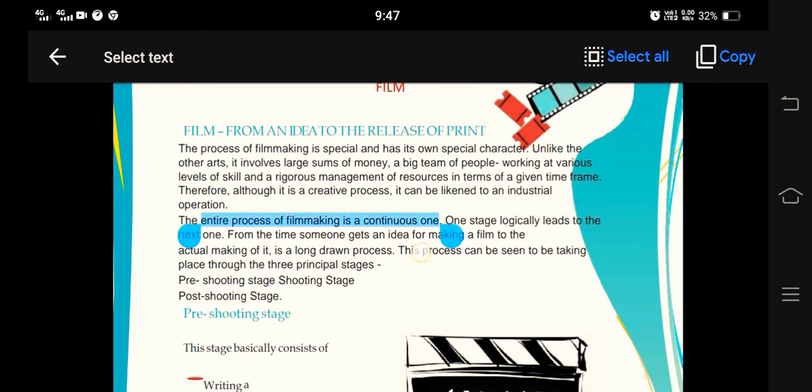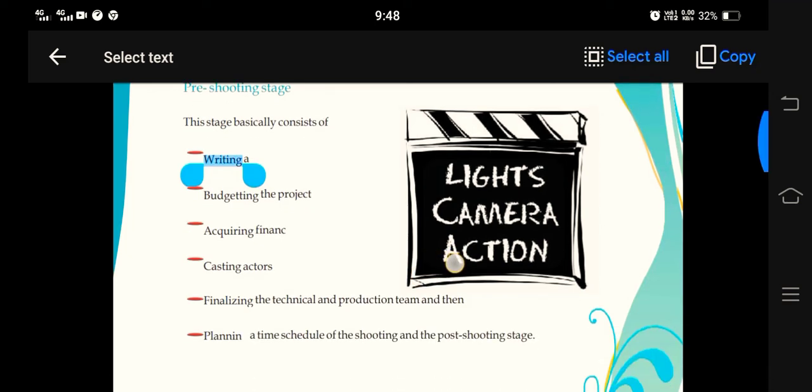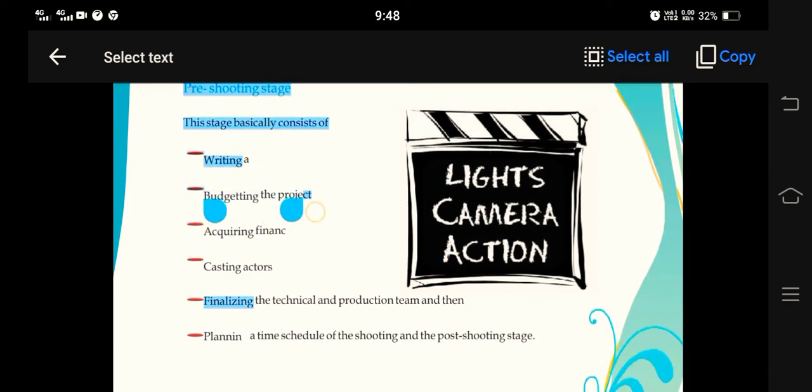First stage, the process. This process involves three principal stages. First is the pre-shooting stage, second is the shooting stage, and the third one is the post-shooting stage. Now we are only going to focus on the pre-shooting stage. Pre-shooting stage consists of writing. Writing means basically writing a script, and budgeting of a project. Budgeting the project is basically the expenses which are required.